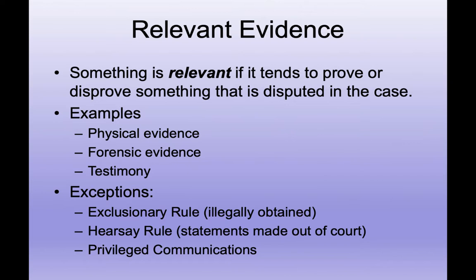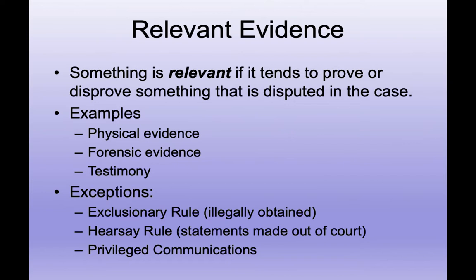Evidence that you bring into court has to be relevant to the case, meaning it has to prove or disprove something that's going on, and that something has to be disputed, meaning one side says it happened, the other side says it didn't happen. Types of evidence that might be used for this: physical evidence, forensic evidence, testimony. We'll talk about those. Exceptions.